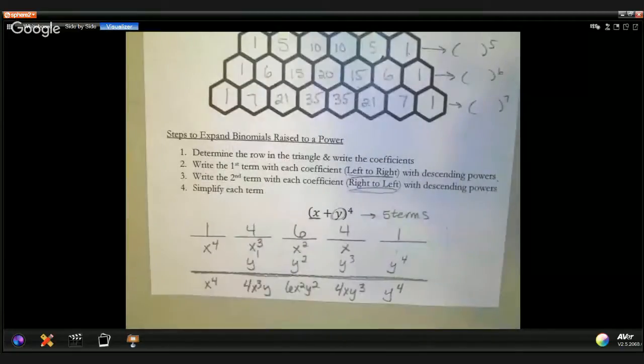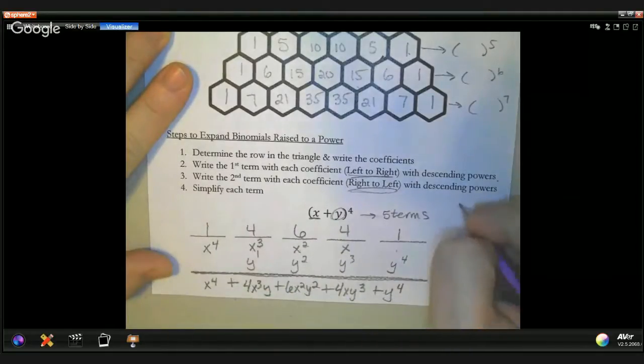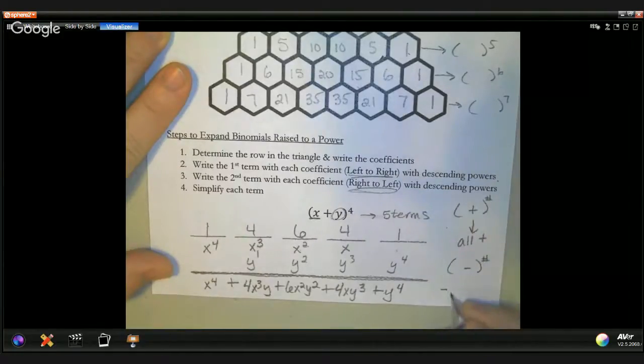Now the last thing I need to do is know signs. If you ever have a plus, they're all pluses. So if you ever have a plus to any power, all plus. If you ever have a negative to any power, it's minus, plus, and you continue that pattern.